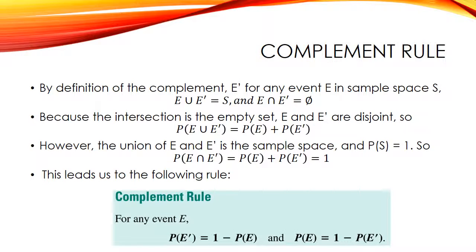And all of that to get this rule, called the complement rule. For any event E, the probability of E prime is 1 minus the probability of E. And the probability of E is 1 minus the probability of E prime. In other words, if you know the probability that something is going to happen, if you subtract that from 1, that gives you the probability that it's not going to happen.